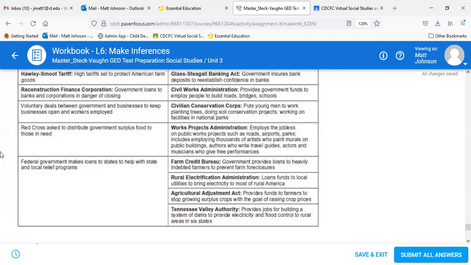The Agricultural Adjustment Act provides funds to farmers to stop growing surplus crops with the goal of raising crop prices. And then the Tennessee Valley Authority provides jobs for building a system of dams to provide electricity and flood control to rural areas in 6 states.